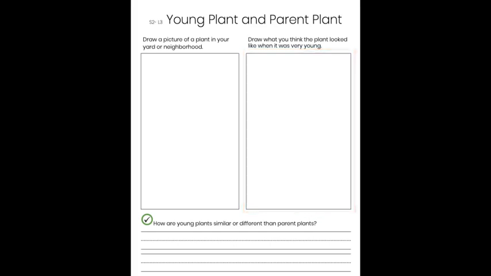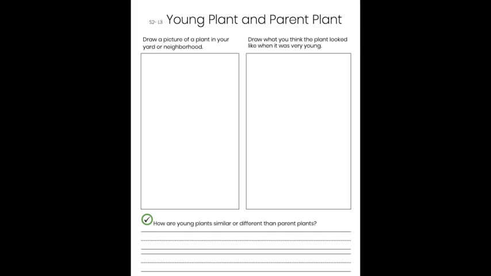Have students turn and talk, then share out about how they think the baby plants they drew are similar yet different than the adult plants. If there's time, and you are able to, you could take students outside to look for evidence of young plants and their parent plants.